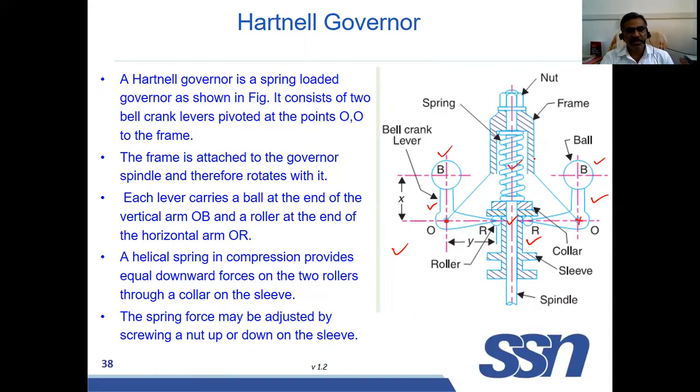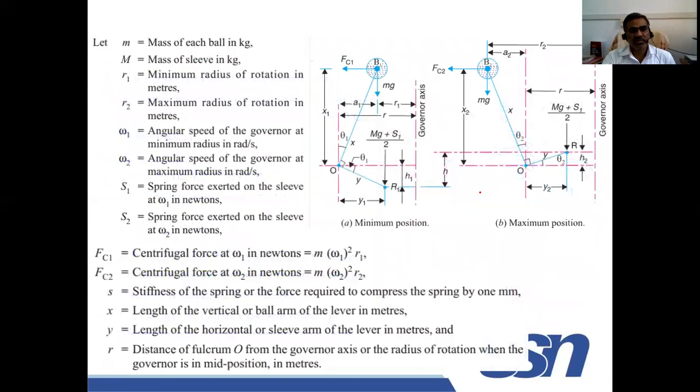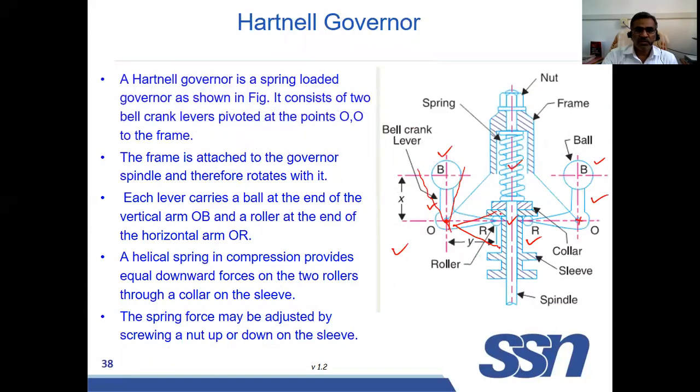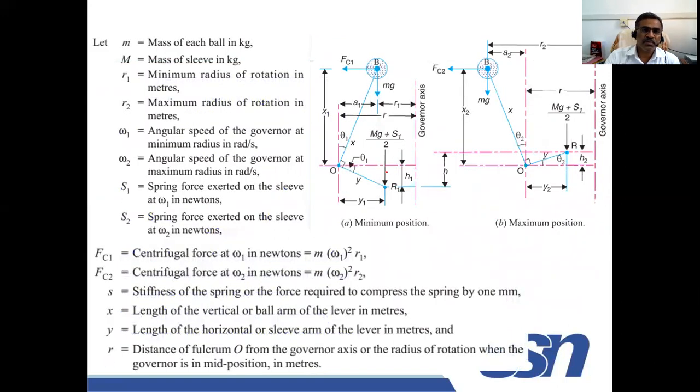When it is rotating at lower speed, it will be like this. When at higher speed, it will be like this. So now we will see how it works. This sleeve will be moving up and down when the speeds are changing. These are the positions. At lower speed, this is the position of the bell crank lever.